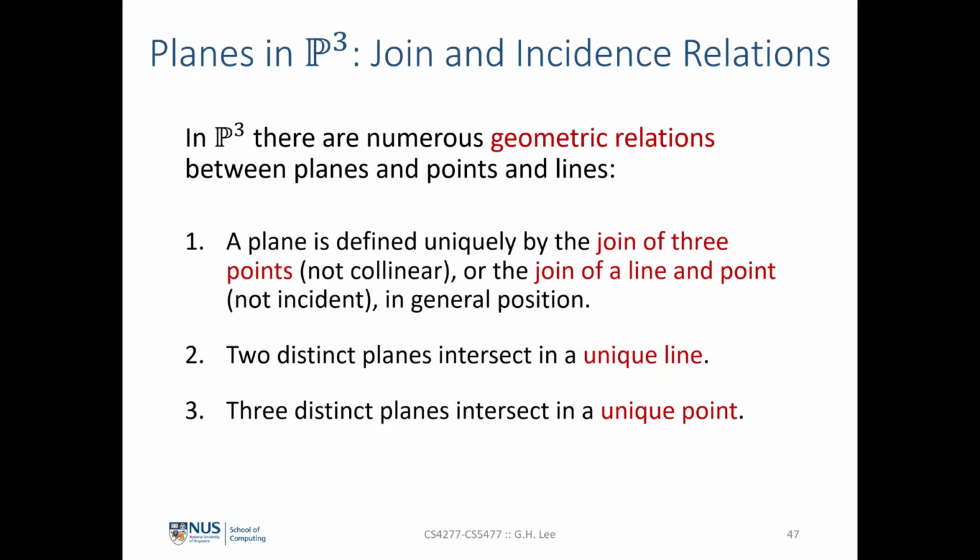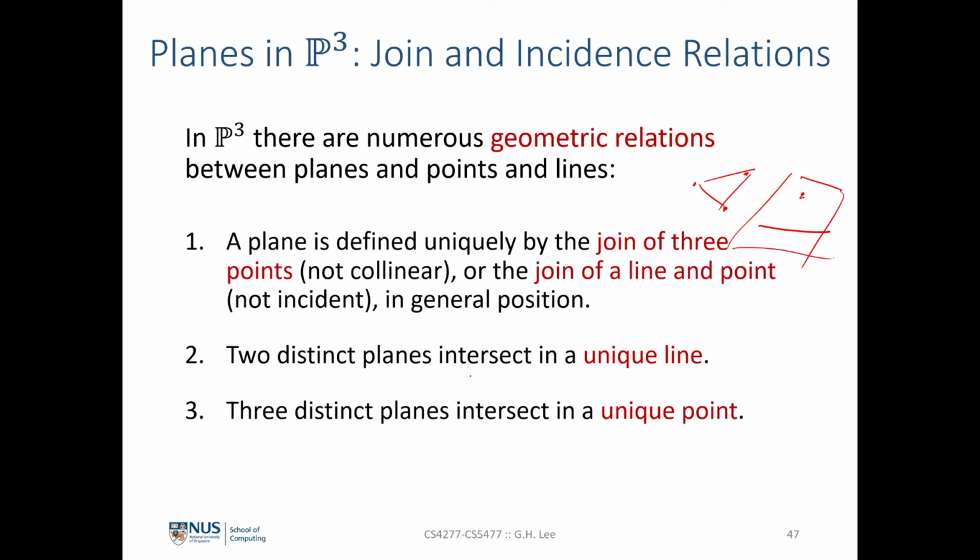And in the projective 3D space, there are numerous geometrical relations between the planes, points, and lines. So a plane is defined uniquely by the join of three points that are not collinear. So any 3 points in the 3D space will always define a plane. And the join of a line and a point that are not incident also defines a plane. So if I have a line and a point that are not incident on each other, I can use these two to define a plane. We'll see in more detail later on.